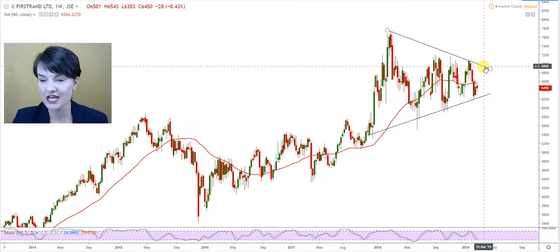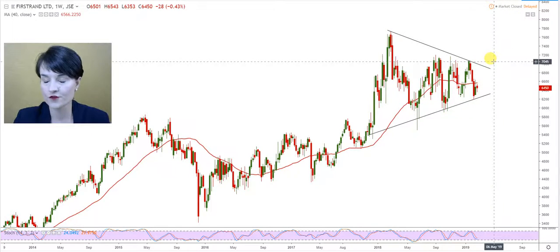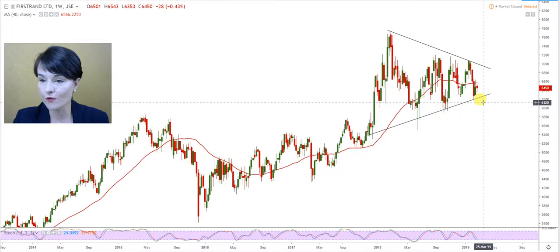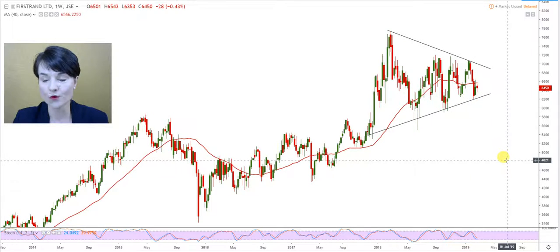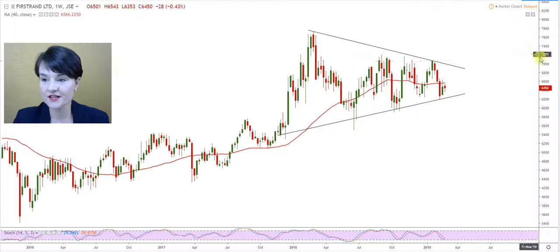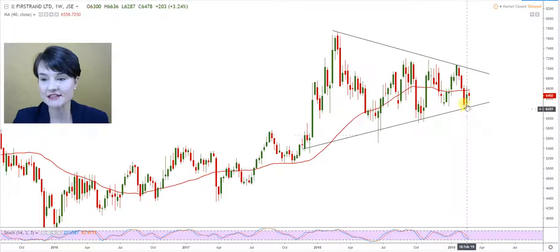And if that level changes into a support, we can assume that the overall trend line and the overall momentum would continue for FirstRand to higher levels. However, when this lower band of the symmetrical triangle changes into a resistance, we can maybe see even more downside. Now, the other concern about the FirstRand graph at the moment is the fact that the share has been struggling for 2 weeks now to change this 40-week moving average into a support.